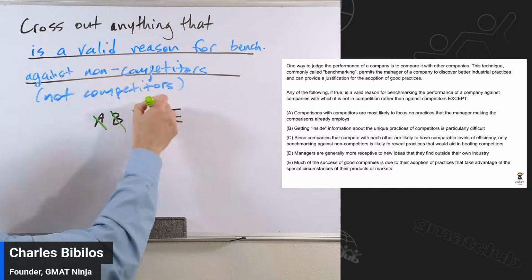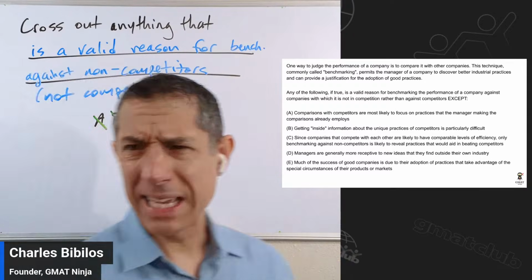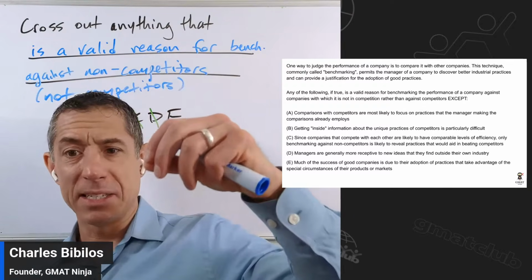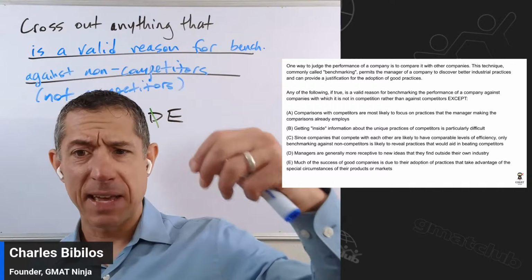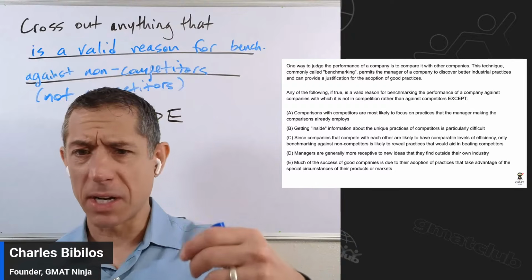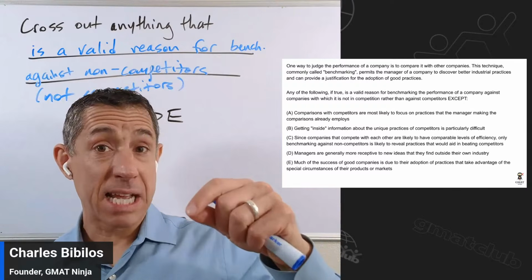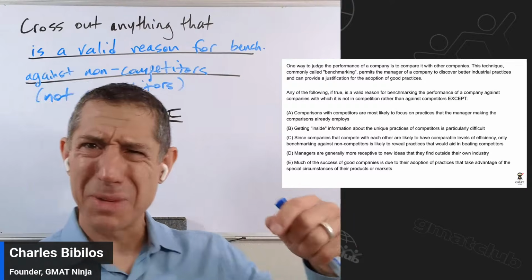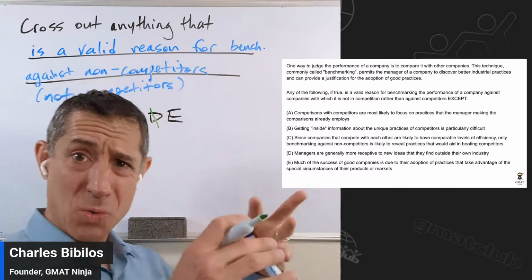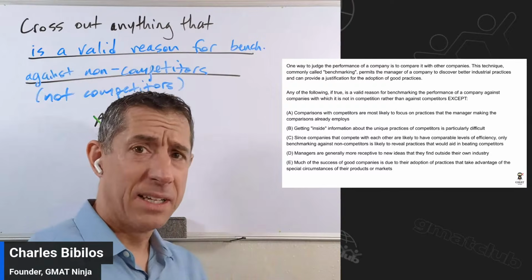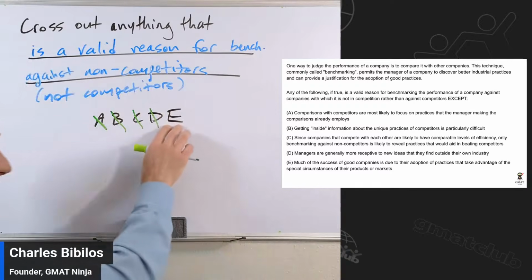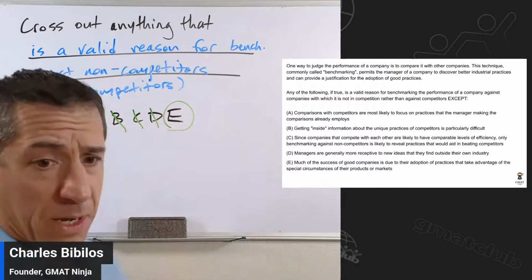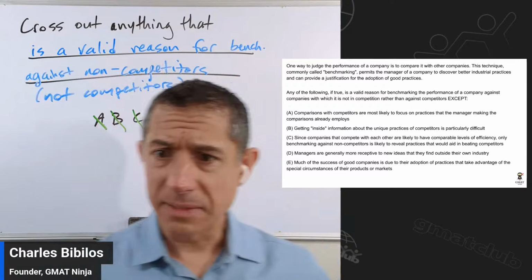We cross it out. And I really hope we like E again. I feel like I've said that a lot in this video. Much of the success of good companies is due to their adoption of practices that take advantage of the special circumstances of their products or markets. That's great, but that doesn't tell us whether we should be looking at competitors or non-competitors. If anything, it kind of sounds like we should be looking at competitors because our own market is really special in some way. So yeah, E is not a valid reason to focus on non-competitors, and that's going to be our winner.